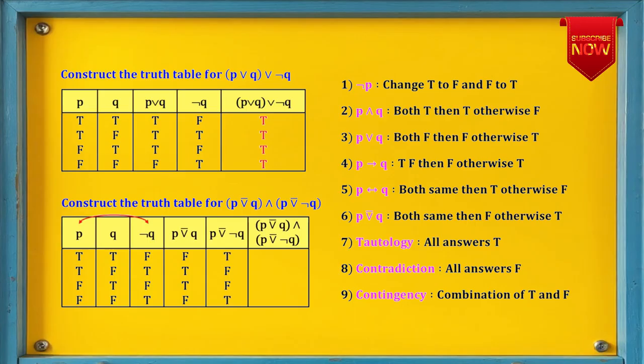Finally, for these two, we have to connect using AND. And we know that AND means both true then true, otherwise false. So check in these two columns whether we have both true. We don't have both true. That means all the answers are false. So we write all the answers false. So the final answer, FF, FF.